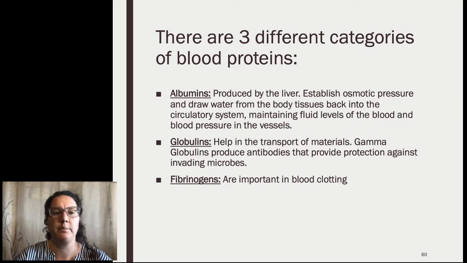When we look at blood proteins, we have 3 different categories. We have the albumins, which are produced by the liver. They establish the osmotic pressure, drawing water from our body tissues into the circulatory system, maintaining our blood pressure. We have globulins, which help in the transport of materials. And we have fibrinogens, which are important in blood clotting.